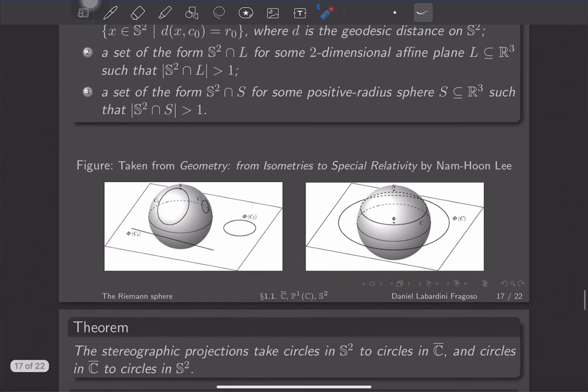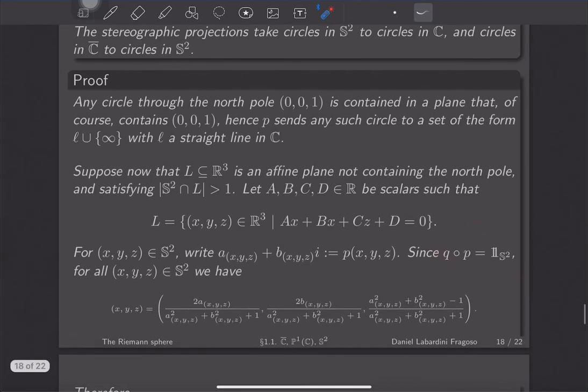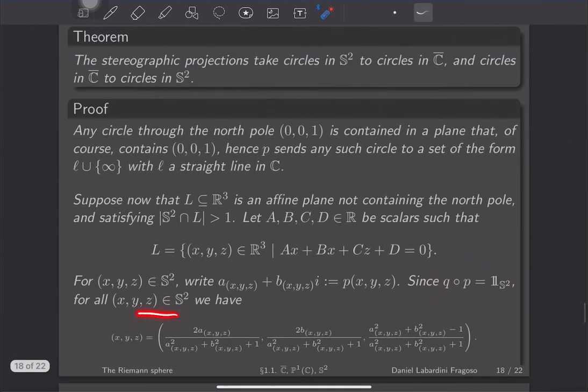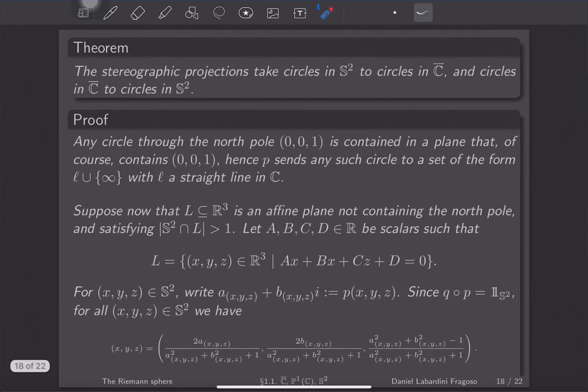And then, using the fact that projecting and coming back is the identity on the sphere, so that this corresponds to projecting, going from here to here, and then going back, and that's the identity of the sphere, I have this. So what I'm doing is, you see, I'm writing x, y, z as q of (a, b), that is, q of a plus bi.